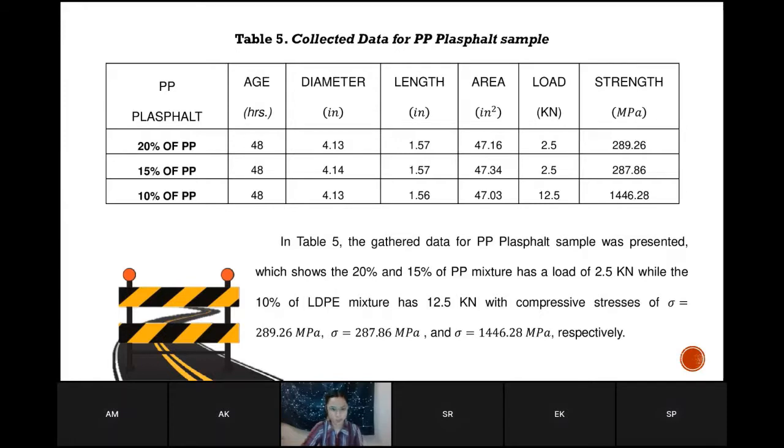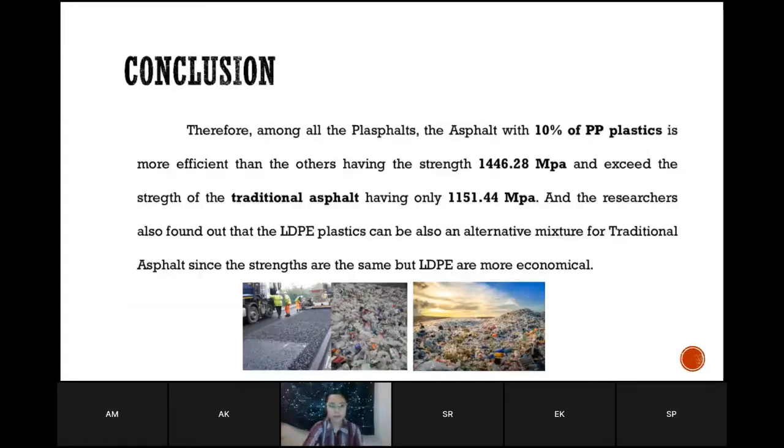And lastly, for the PP phosphalt sample, the compressive strength test results are 289.26, 287.86, and 446.28 megapascal. Those tables presented were compared to the strength of traditional asphalt, and it was concluded that among all the phosphalt, the asphalt with 10% PP plastic is more efficient than the others, having a strength of 1,446.28 megapascal and exceeding the strength of traditional asphalt, having only 1,151.44 megapascal. The researchers also found out that LDPE plastic can also be an alternative mixture for traditional asphalt since the strength is the same but LDPE is more economical.